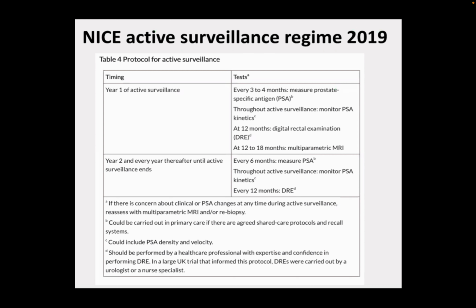So I'd want to do a PSA for the first year. I want to do a PSA every 3 months, and I'd want to do a DRE at 1 year. I'd aim to do another MRI scan at up to 18 months at the latest. And then following on from that, I'd do a PSA every 6 months. I'd do a DRE once a year. Locally, we may consider doing an MRI actually once a year, and considering biopsies if there's any signs of progression.